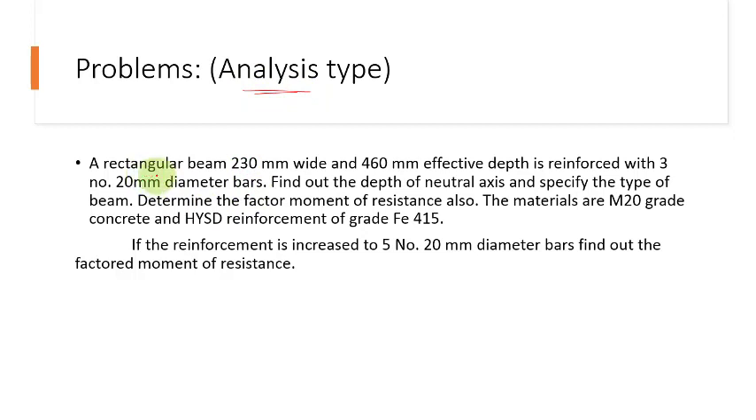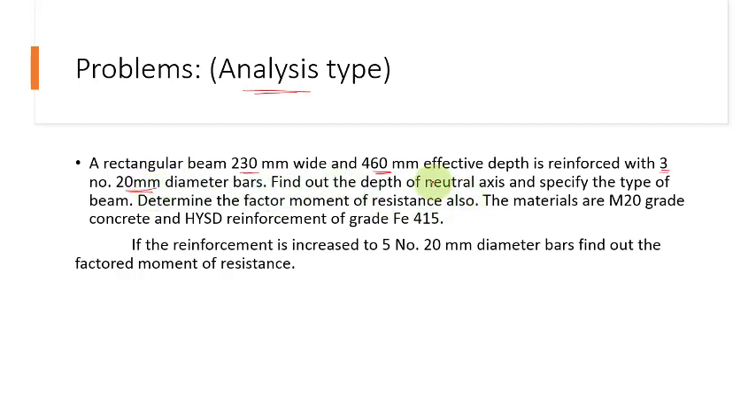Now the question is, a rectangular beam 230 mm wide and 460 mm effective depth is reinforced with 3 numbers of 20 mm diameter bars. Find out the depth of neutral axis and specify the type of beam. Determine the factored moment of resistance also. The materials are M20 grade concrete and HYSD reinforcement of grade Fe415. So here you can see the cross section area is 230 mm wide, 460 mm deep is being provided. Also this AST, the tension reinforcement, is also provided.